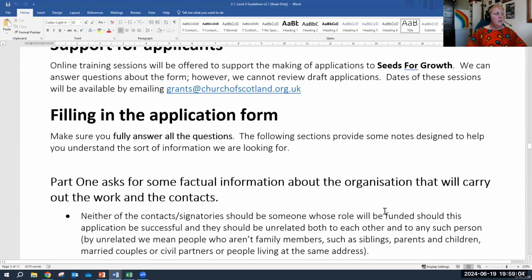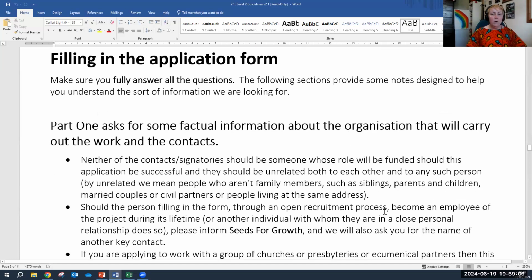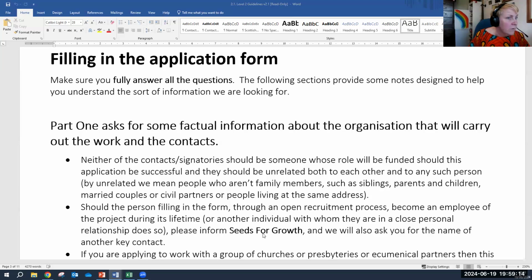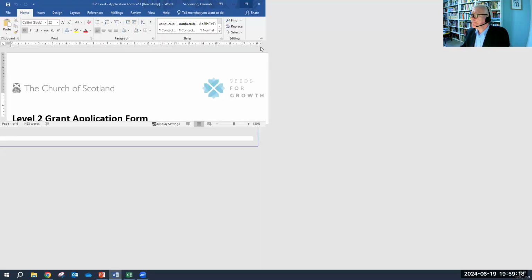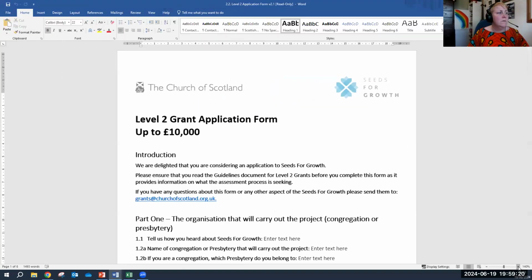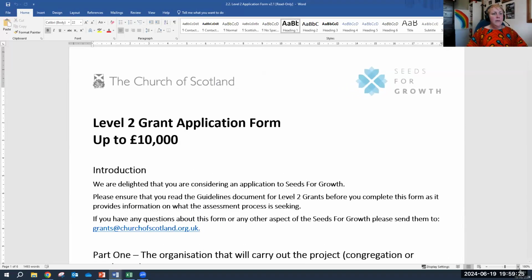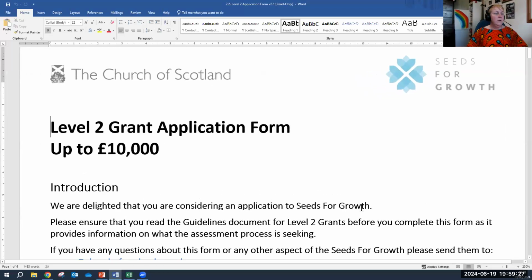Filling in the application form. Now, I am going to swap over to the application form. So I wonder whether you would like me to show you the application form, which I can also do. I think that's what people are after, yeah. Okay, so this is the application form. Make it nice and big so that we don't have to all crane in and get closer to our computers.